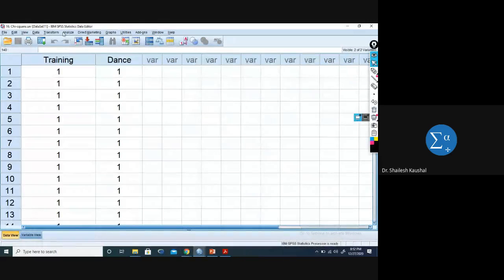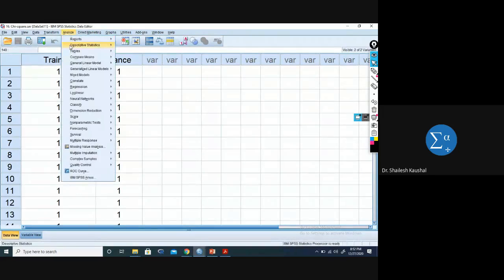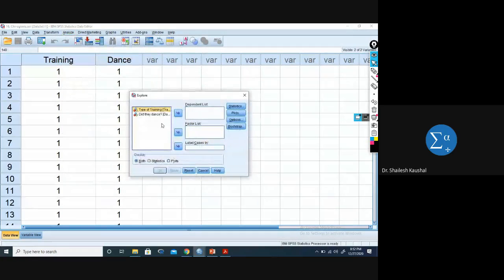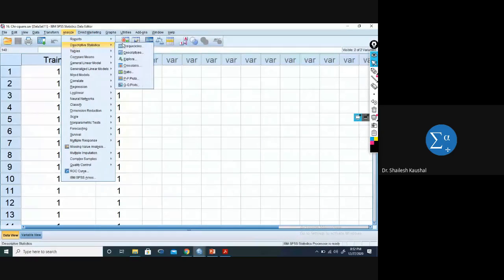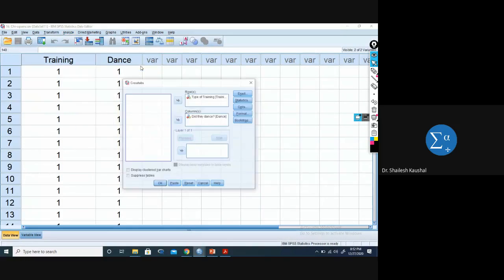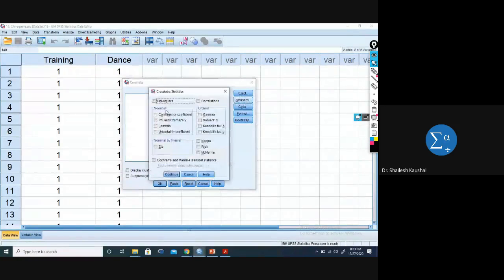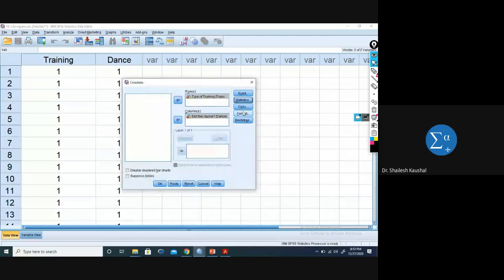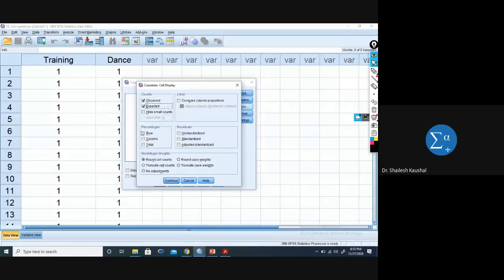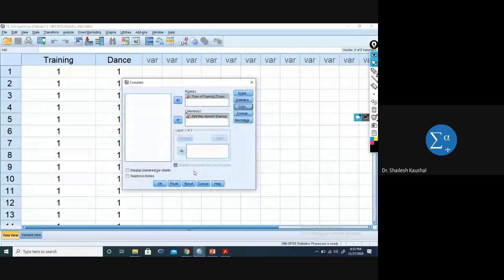Look at this: Analyze, and then descriptive statistics and cross tabs. Type of training you can put in the row, and dance in the column. Analyze, descriptive and cross tab. Then you can transfer the variables, type of training in row and dance in column, and in statistics you tick chi-square, and then continue. Cells, observed, expected and row, and continue, and then okay.